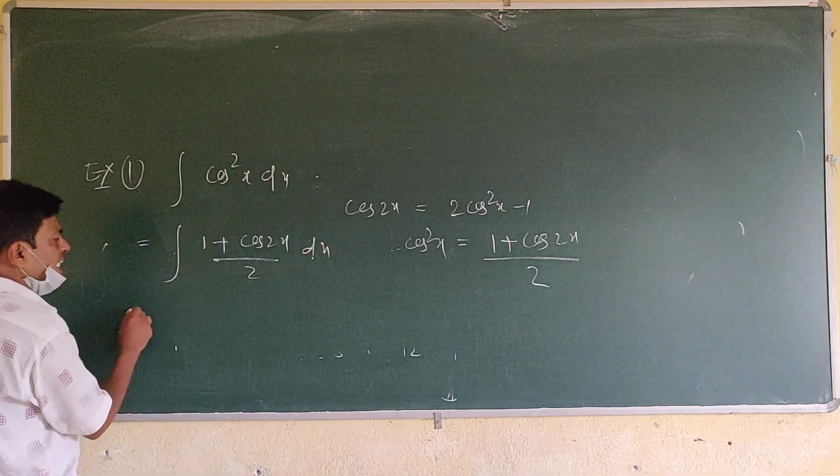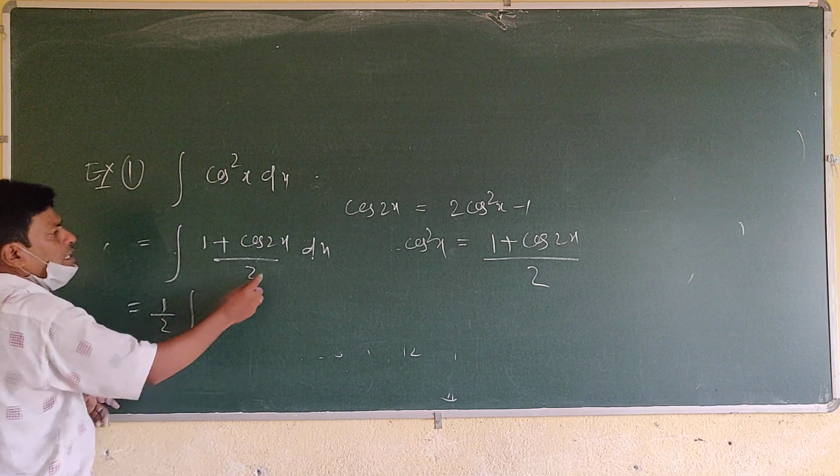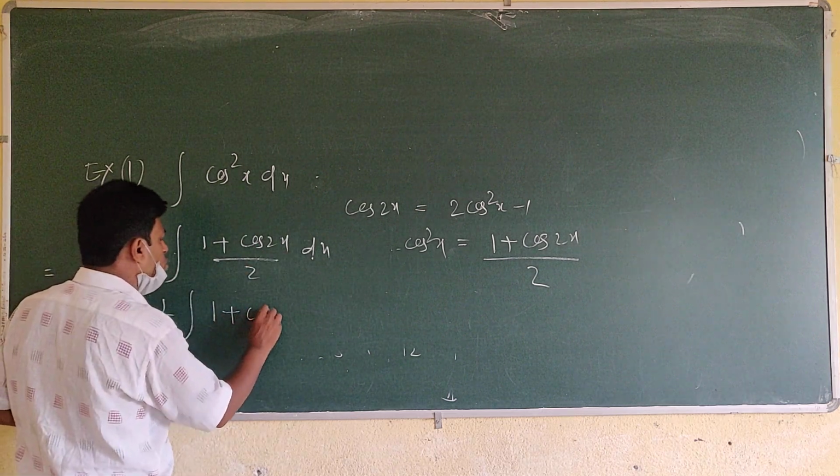No doubt half is constant, taking it outside of the integration. Now it becomes 1 plus cos 2x dx.